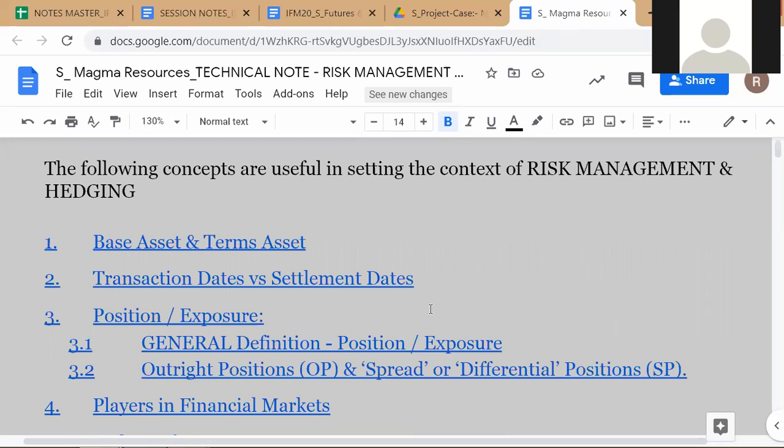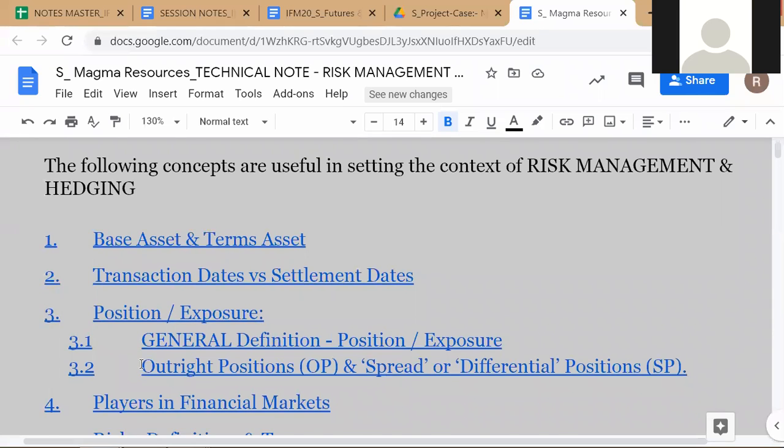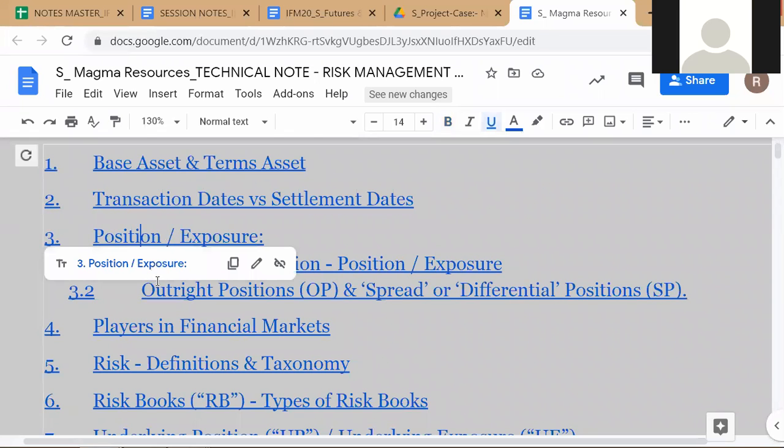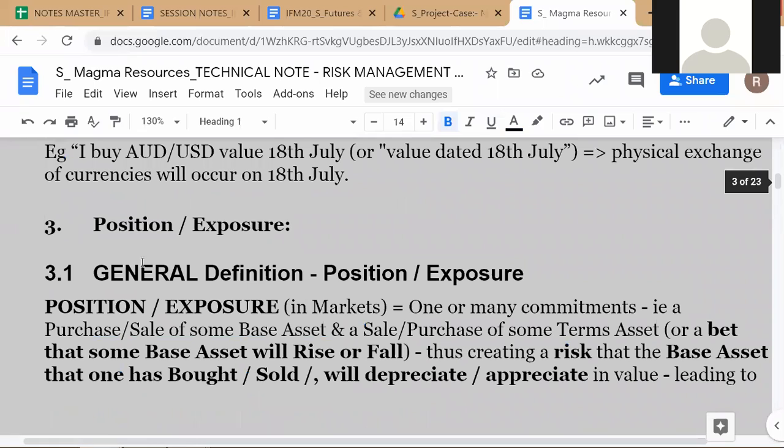Okay, so things like base asset, terms asset, transaction dates, and settlement dates. You're already familiar with this stuff, but you need to know these concepts in order to do the rest of the stuff in the note, in order to cover the concepts. So these two. So we go to position exposure. This you're already familiar with, what this means. Okay. You have been trading already for a couple of projects, so you're familiar with what it means.